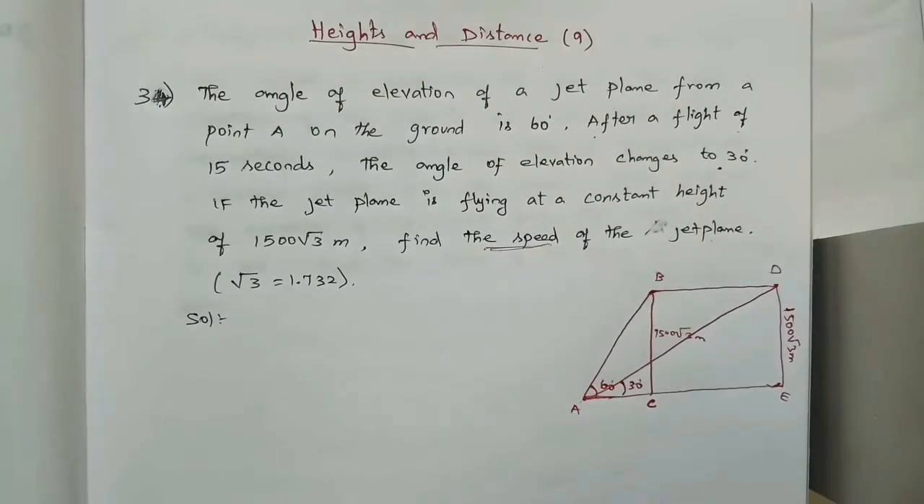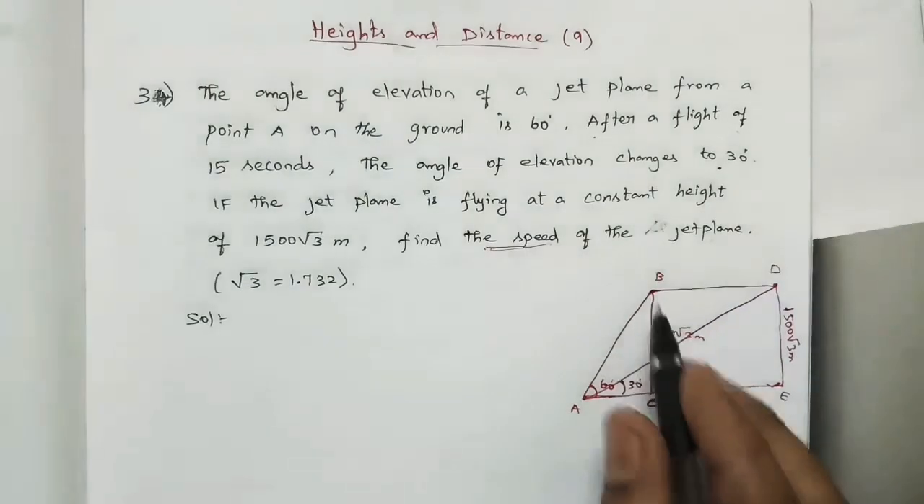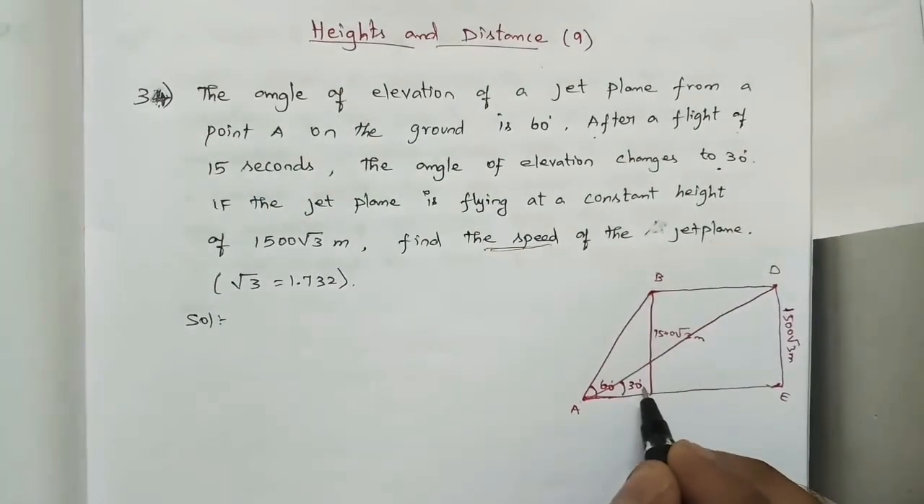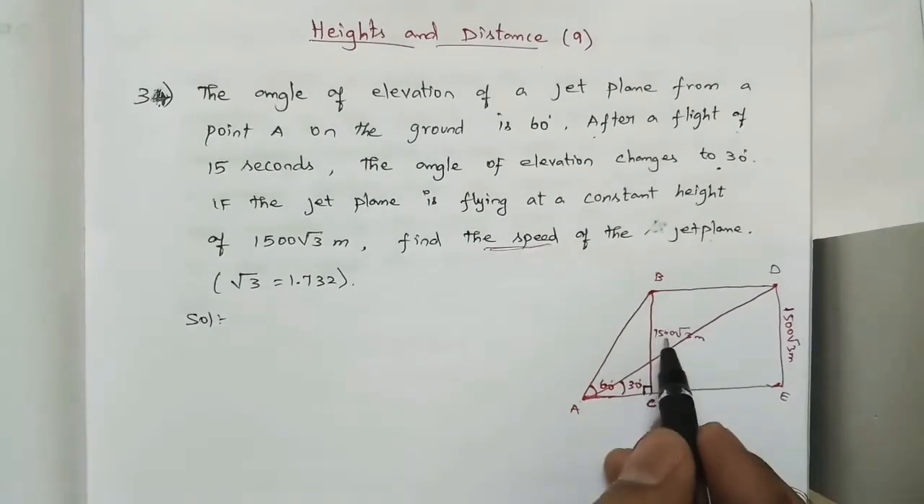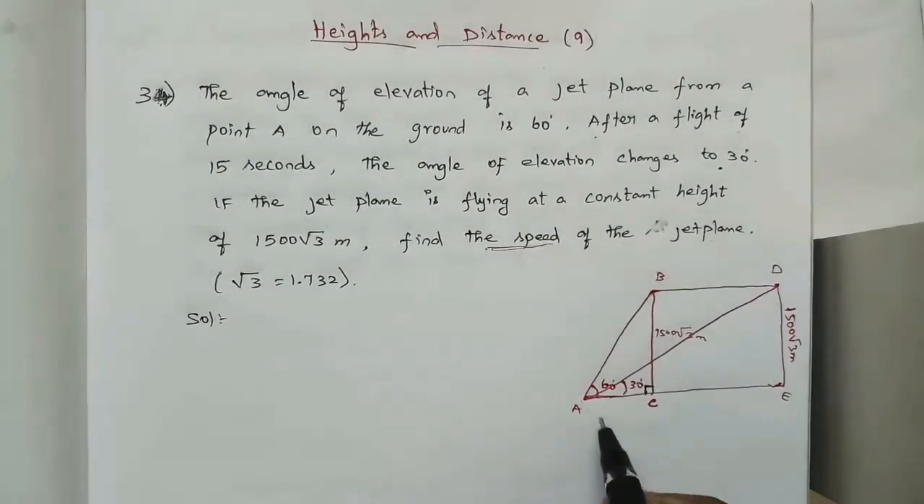Now we have two right angle triangles. What are they? One is ABC. In ABC, the angle is 60 degree, and we know one side, and what we want to find, we need the other side.